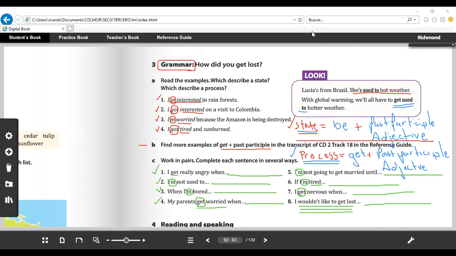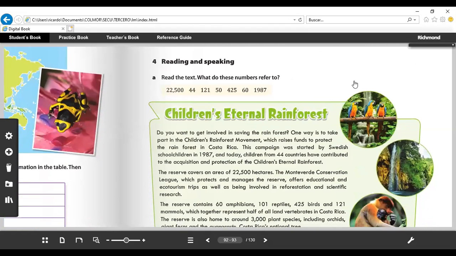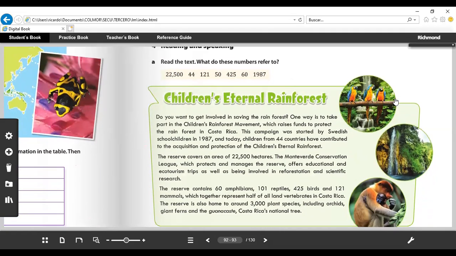Okay, now I'm going to erase all the information that I got in here and I'm going to move this a little bit up. Reading and speaking. Read the text. What do these numbers refer to? 22,500, 44, 121, 50, 425, 60, 1987. This one looks like a date. Okay, so let's find it.